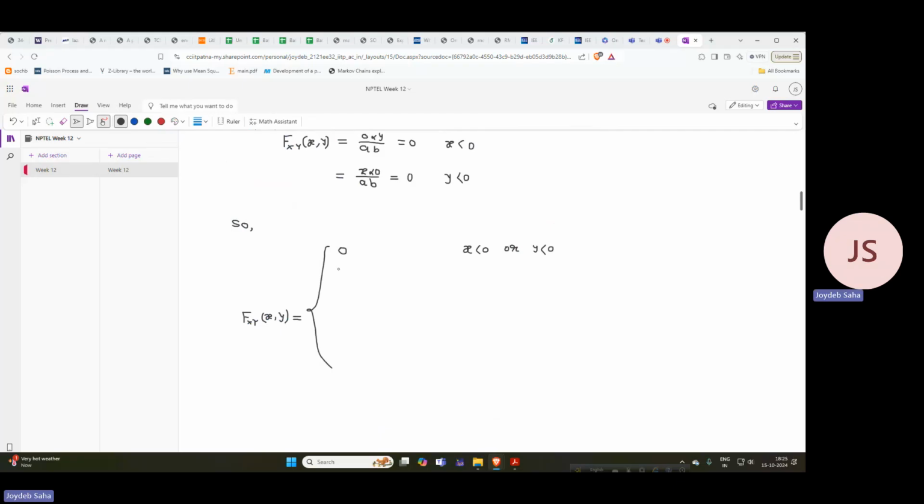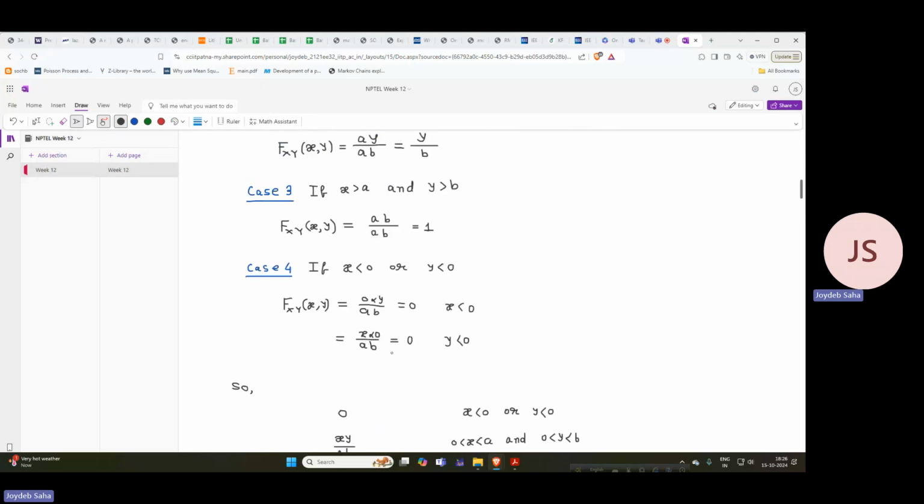Then it will be xy upon AB, and the condition is 0 less than x less than a, and 0 less than y less than b. Fine. Okay.